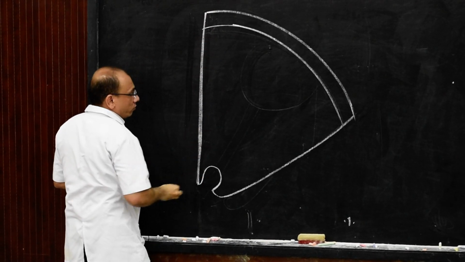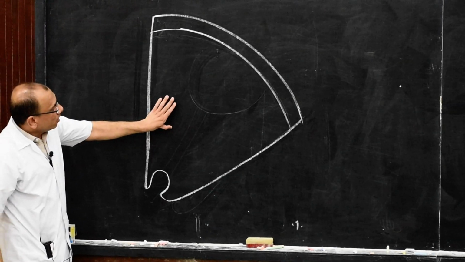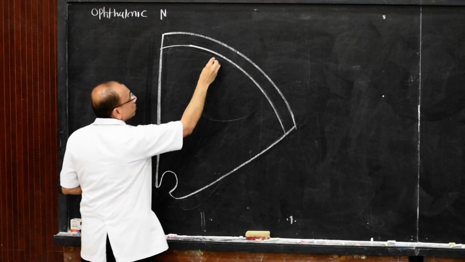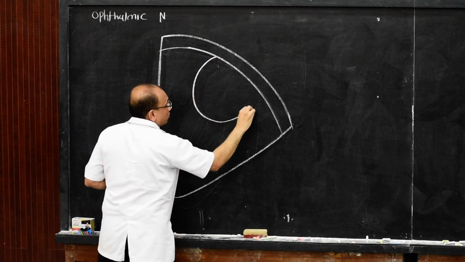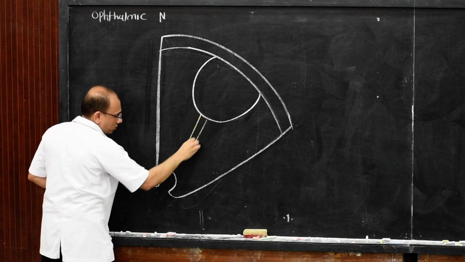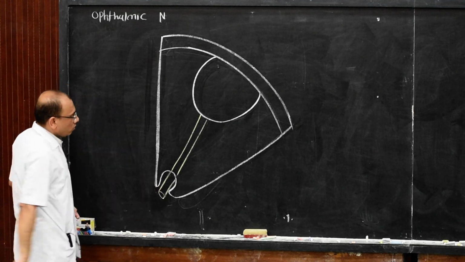This one is superior view. When we remove the orbital plate of the frontal bone, we can identify the structures inside this orbit. This is the eyeball, and this one is the optic nerve.